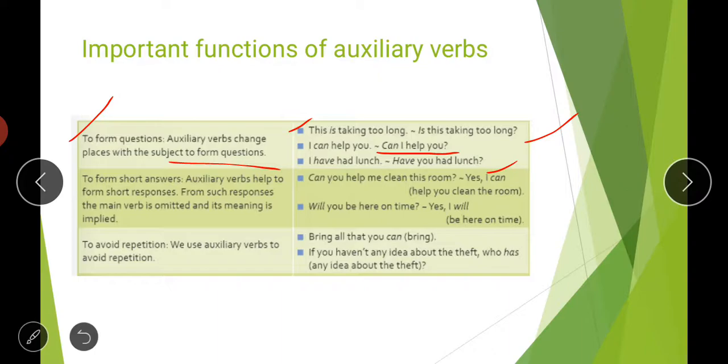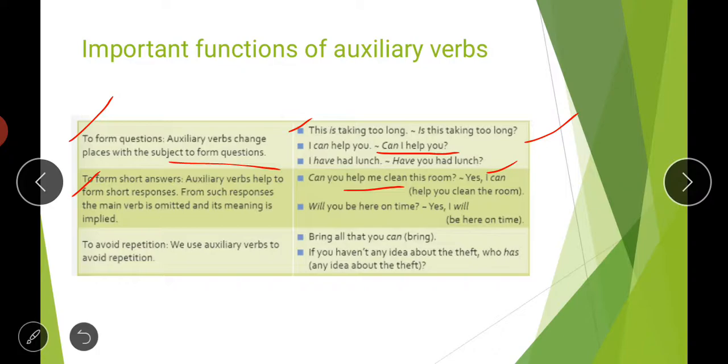Then, to form short answers. Auxiliary verbs help to form short responses. In such responses, the main verb is omitted and its meaning is implied. How? See, "Can you help me clean this room?" "Yes, I can." So "help you clean the room" is omitted here. What does this mean? What they are saying in the second rule, auxiliary verbs help to form short responses, means answers having only a few words. You can answer that question within a few words. There is no need to write a complete or detailed answer.